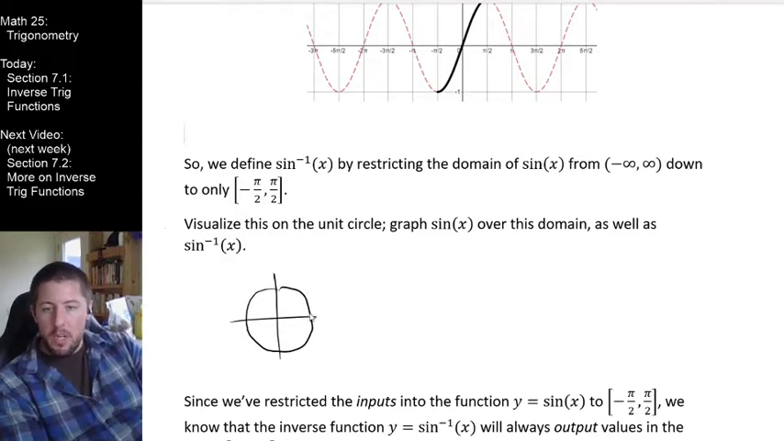Notice again that I don't want to do things like going from 0 to pi, because then I'll experience all of my positive heights once, and then all of my positive heights a second time. That's exactly what we're trying to avoid.